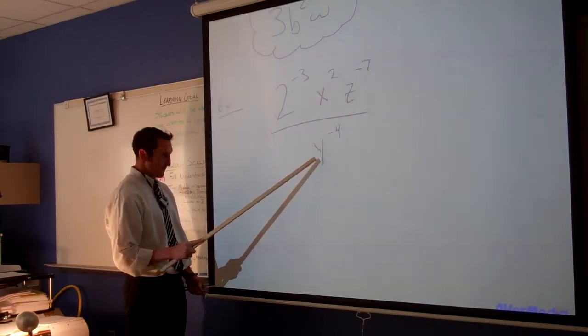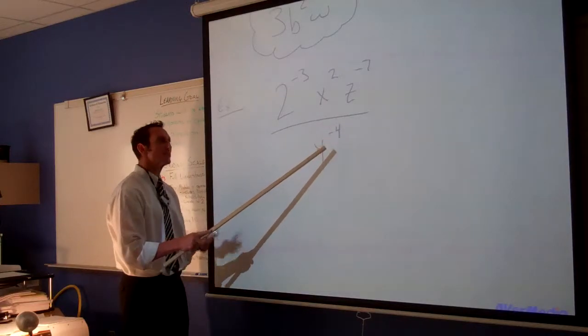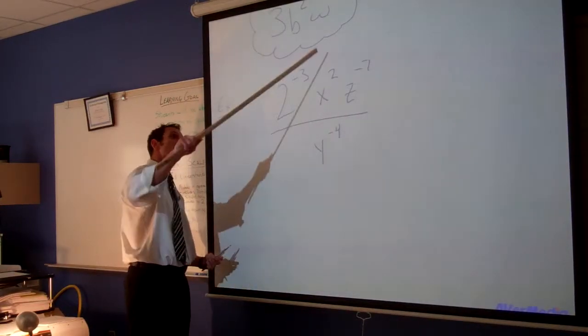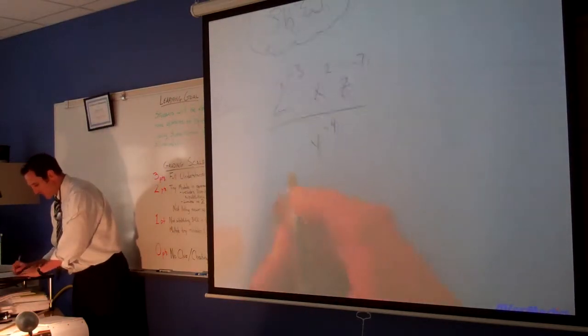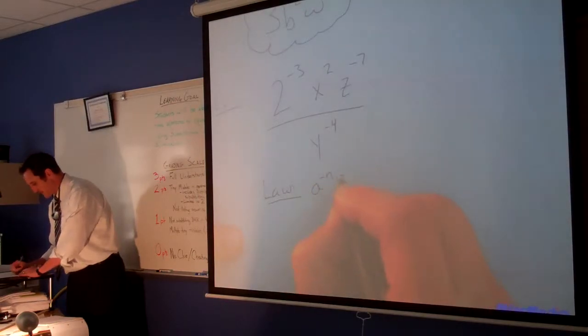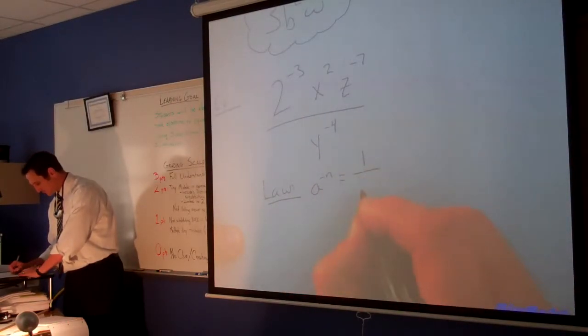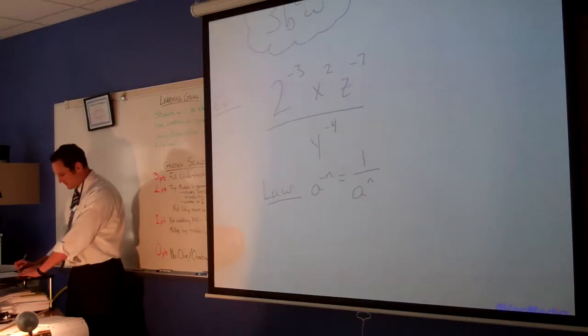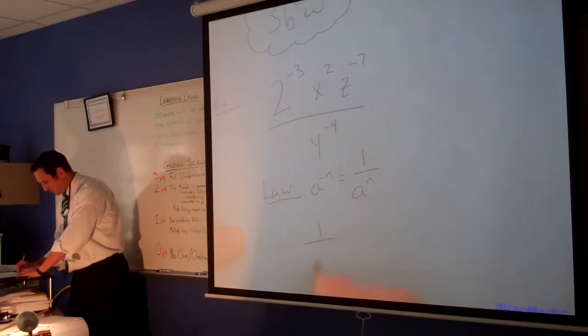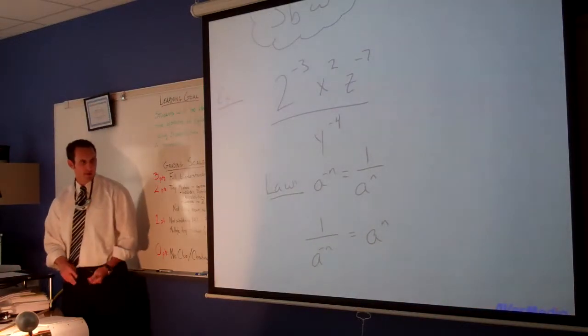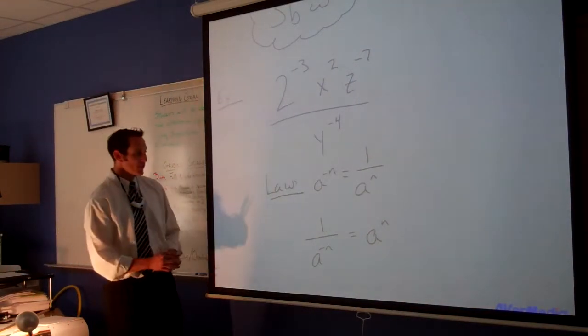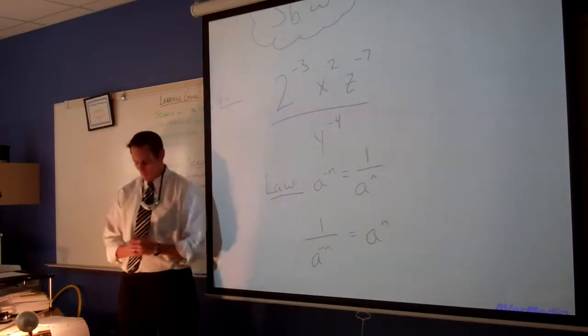Now let's look at the bottom. We have a y to the negative 4. Since that's negative, this is going to move to the top. So we're using both laws dealing with negative exponents. The first law of negative exponents says if you start at the top, it moves to the bottom and becomes positive. If you start at the bottom with a negative exponent, it moves to the top and becomes positive. So we're going to use that same law with this example.